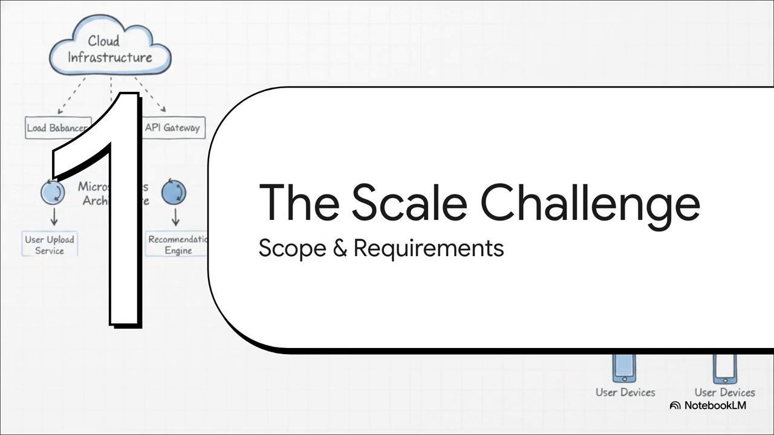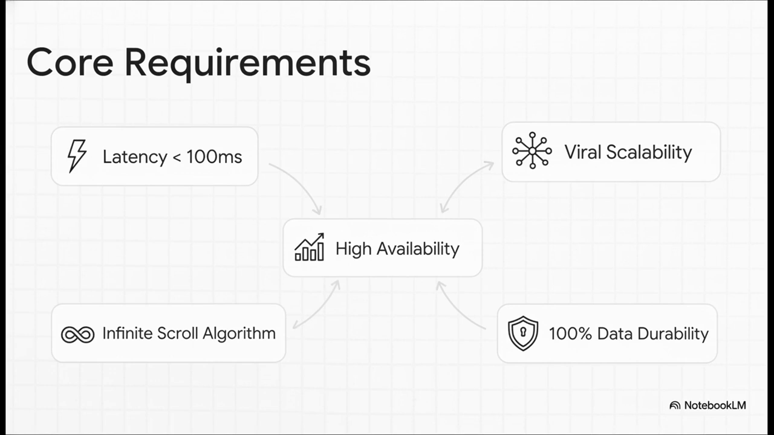Okay, let's jump straight into part one, the short-form scale challenge. Unlike traditional, long-form web browsing, short-form swiping is a whole different beast. It requires sub-100 millisecond latency per video load. Why? Because any delay, and I mean any delay, instantly kills user retention. We're essentially building an infinite scroll feed driven by an algorithm, so it needs to be highly available, it has to survive massive, sudden viral spikes, and it needs 100% data durability, meaning once a creator hits upload, that video is never ever lost to a server crash.